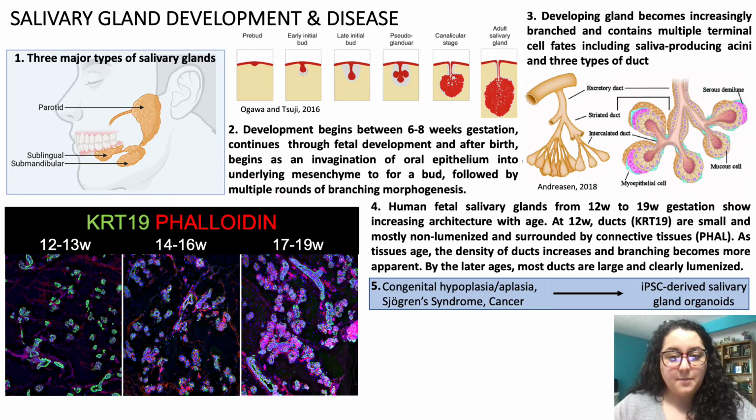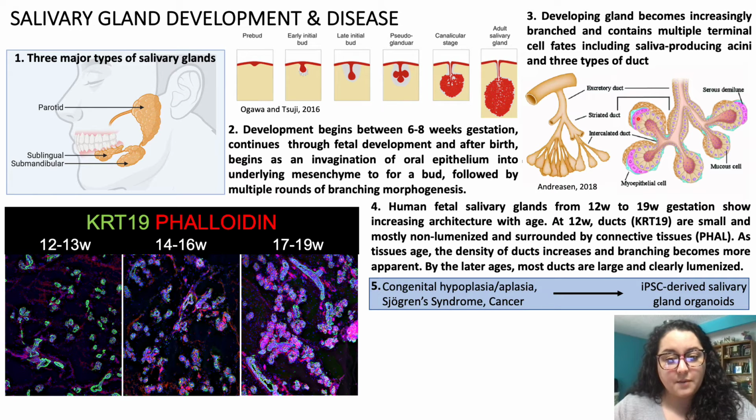There are three major types of salivary gland that produce over 90% of the saliva in our mouth and all develop in a similar way. Development begins around 6 to 8 weeks gestation with the invagination of the oral epithelium into the underlying mesenchyme to form a bud that undergoes multiple rounds of branching morphogenesis, ultimately giving rise to a dense network of ducts and acini that will ultimately comprise the mature organ.